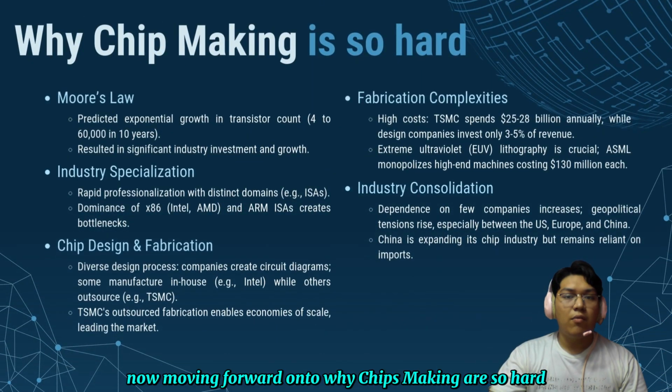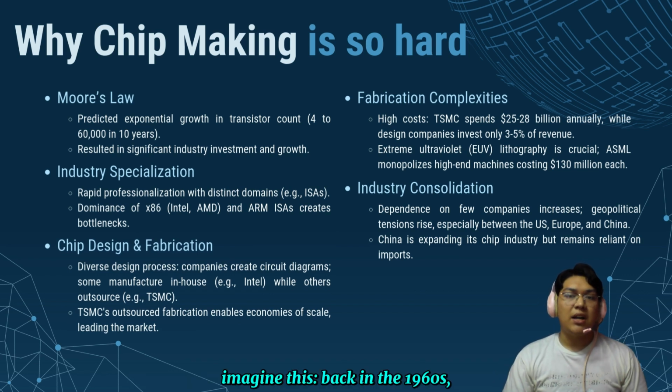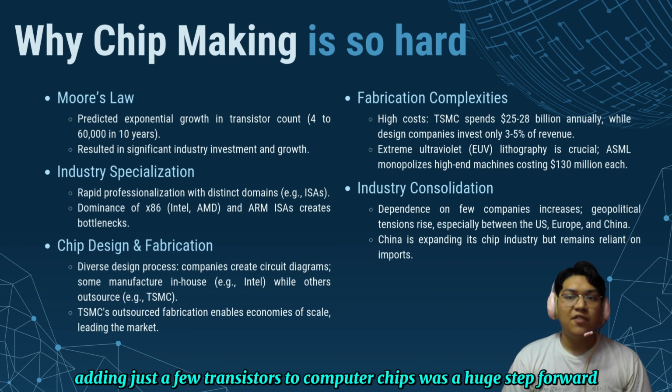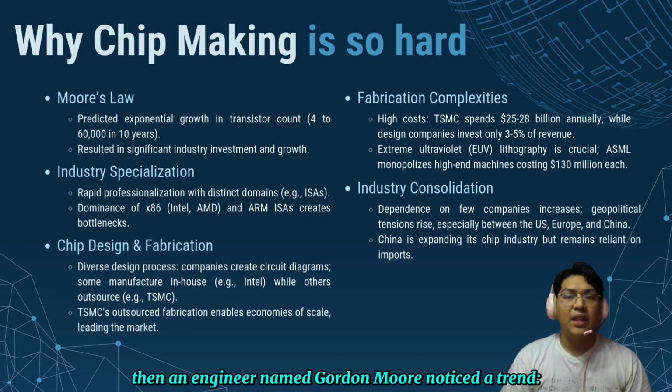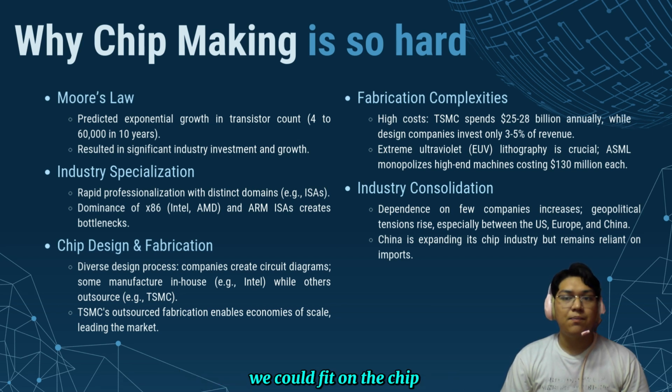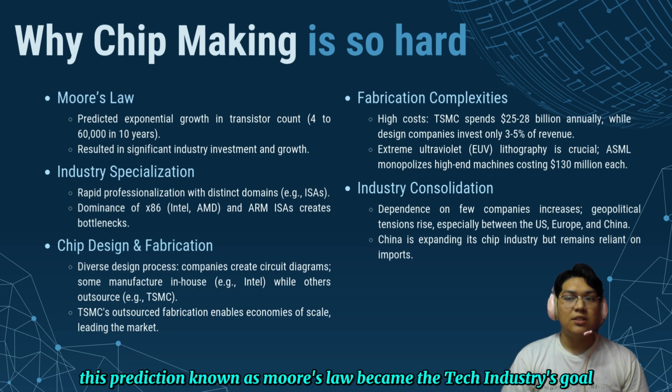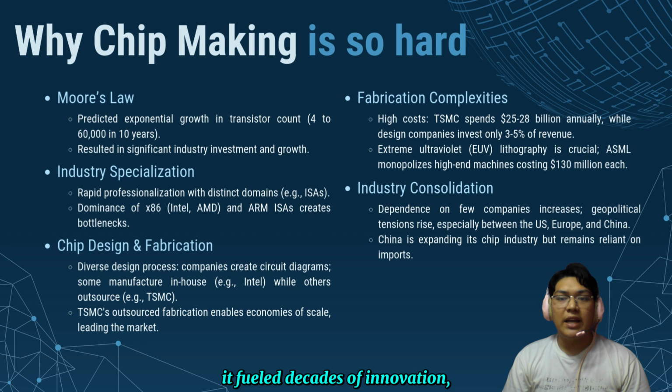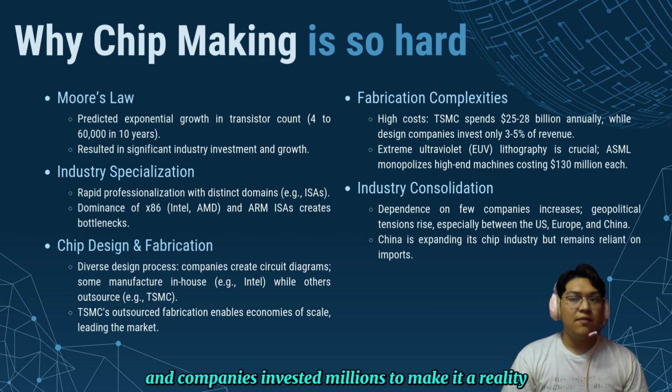Now, moving forward onto why chip making is so hard. Imagine this, back in the 1960s, adding just a few transistors to computer chips was a huge step forward. Then, an engineer named Gordon Moore noticed a trend. Every couple of years, we were doubling the number of transistors we could fit on a chip. This prediction, known as Moore's Law, became the tech industry's goal. It fueled decades of innovation, and companies invested millions to make it a reality.